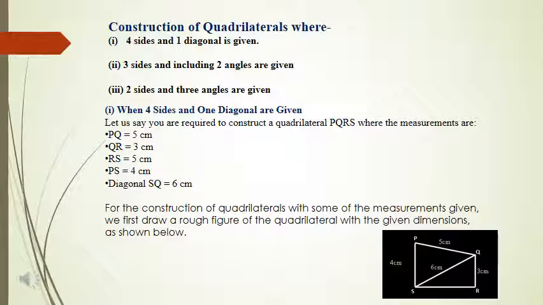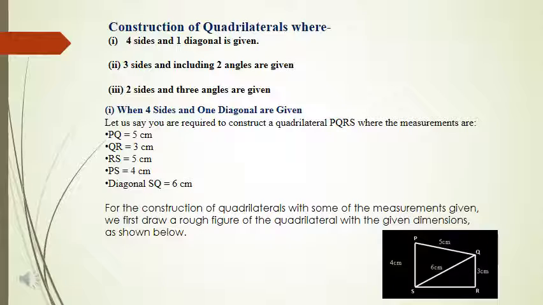So students, let's start today's topic, that is construction of quadrilateral. We can construct a quadrilateral in three different ways. If we have four sides and one diagonal, meaning we know the length of four sides and one diagonal, we can construct a quadrilateral.